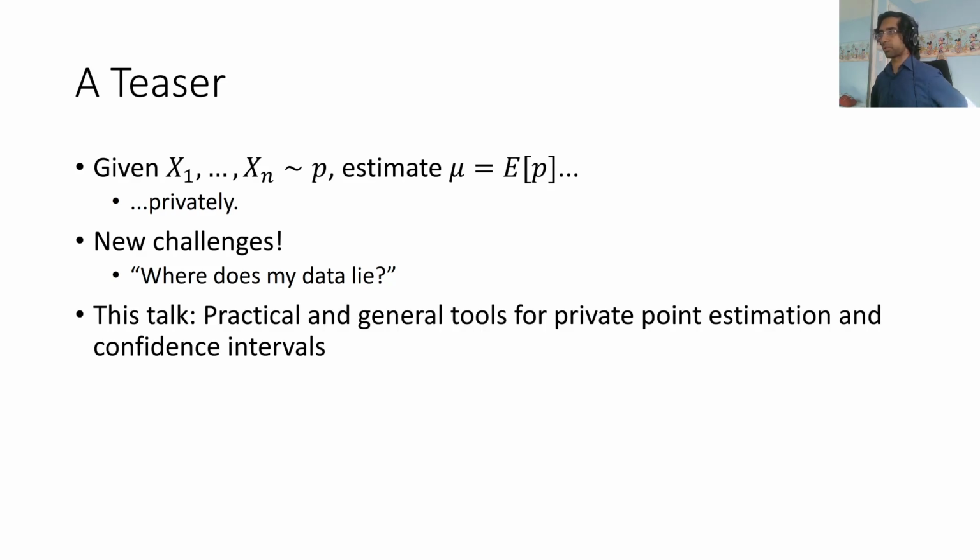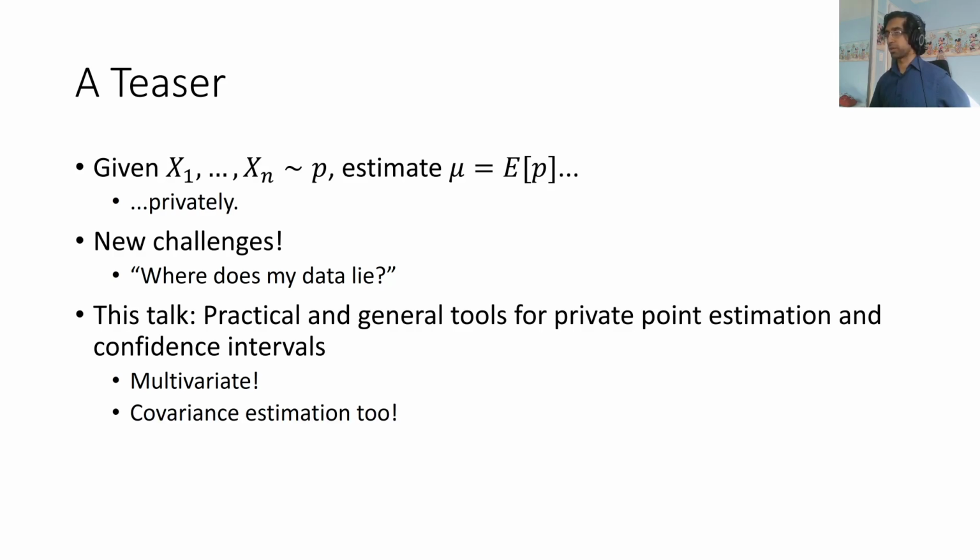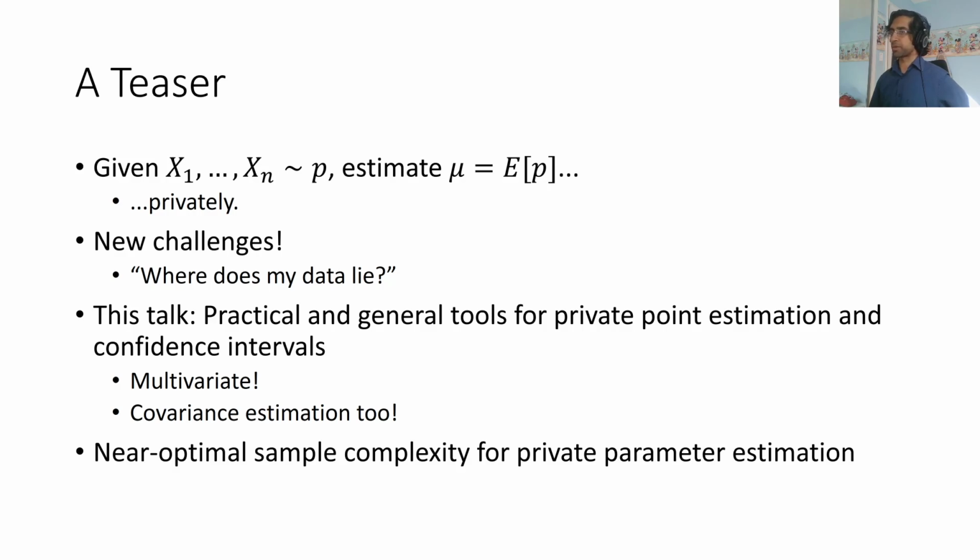In this talk, we'll present a practical and general tool for private point estimation and generating private confidence intervals. It'll work not only in the univariate setting, but also the multivariate setting. Not only for mean estimation, but also covariance estimation. And while our focus in this talk is really on going beyond the theory, which we've already established in the past, and really making something which is usable and practical, we also at the same time give algorithms which match the near optimal sample complexity for private parameter estimation which have been previously established for these problems.